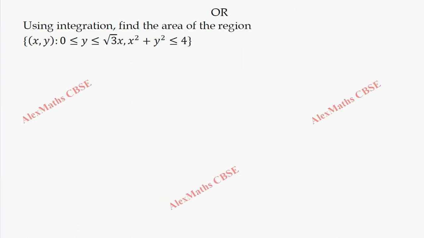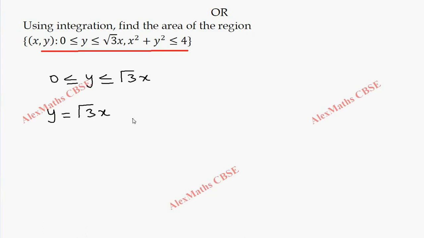Now coming to the next part, we have to find the area of the region using integration. The region is given in inequalities form. Let's take the first part of this inequality, 0 less than or equal to y less than or equal to root 3x. From this, we get an equation y equal to root 3x. Similarly, the second part is the circle x square plus y square equal to 4.